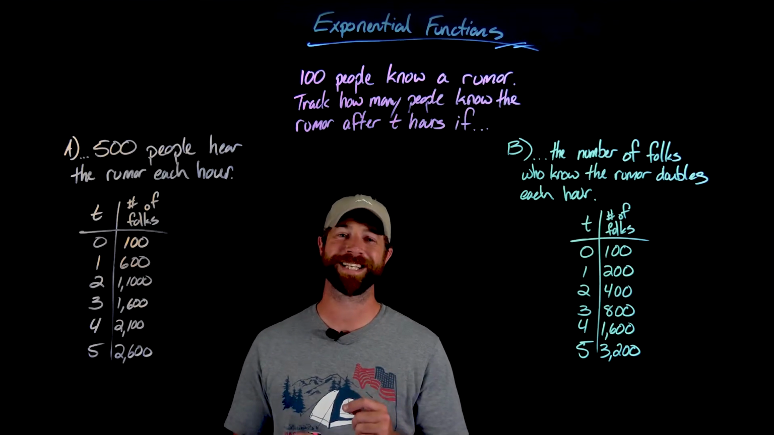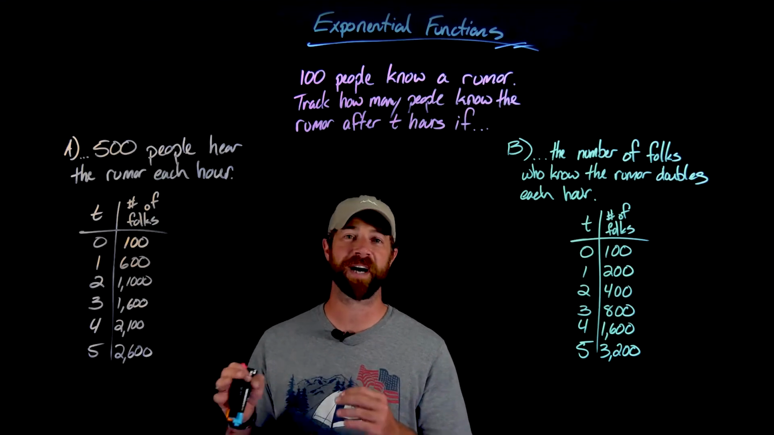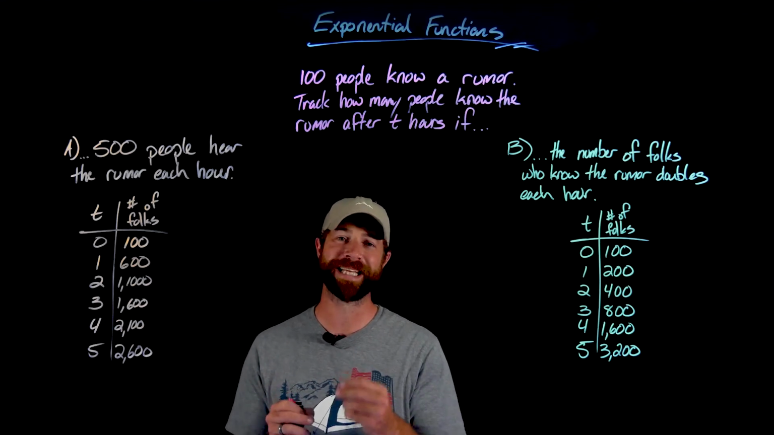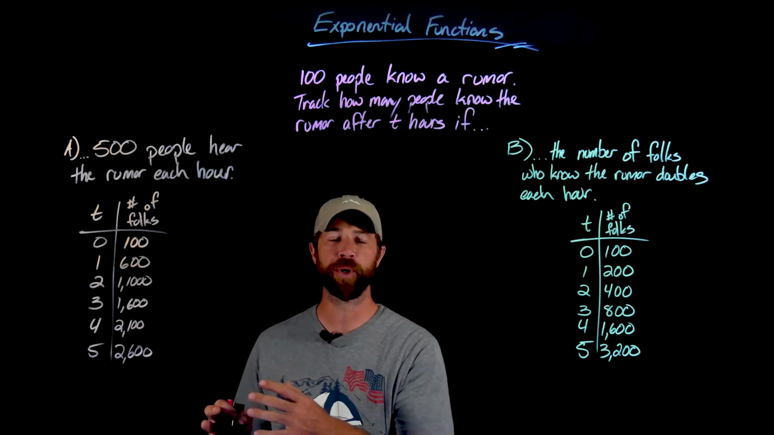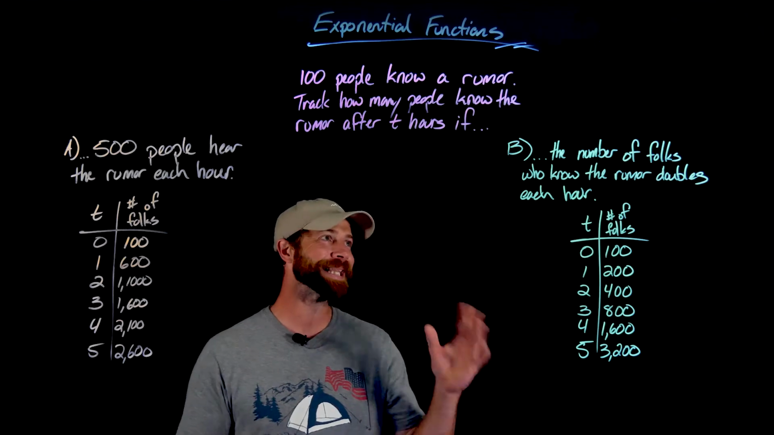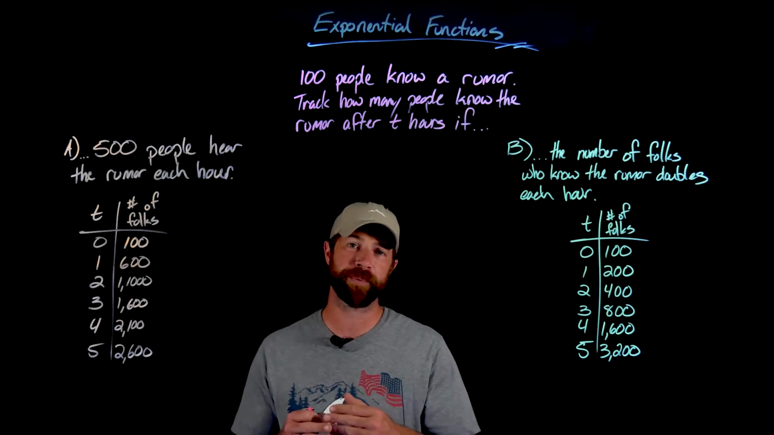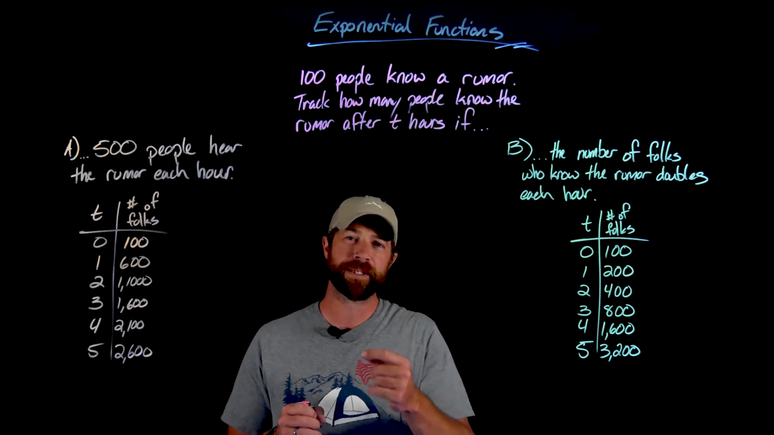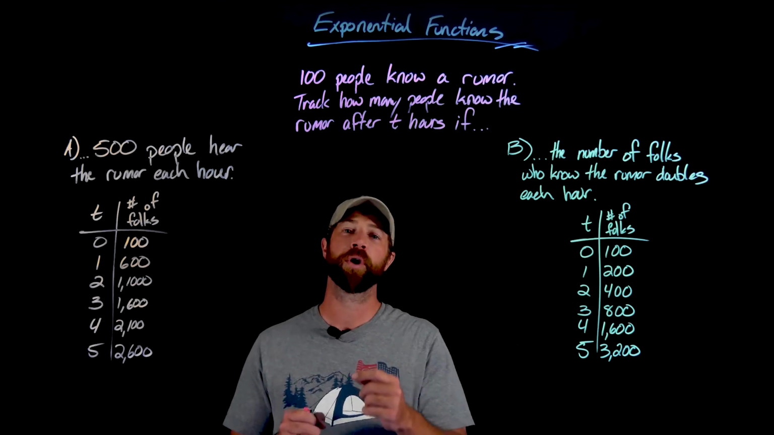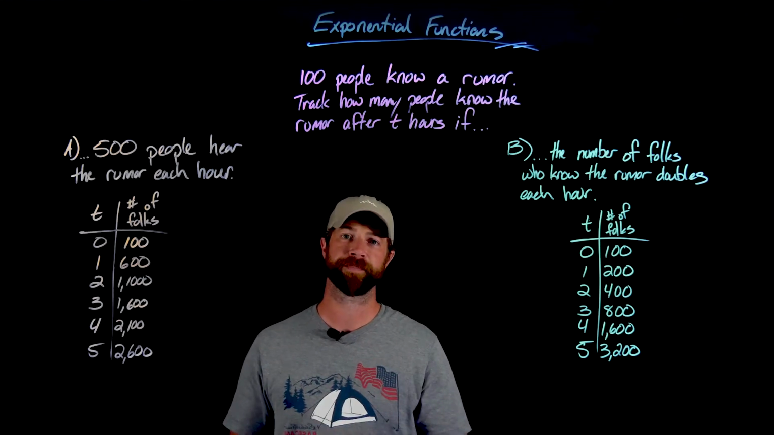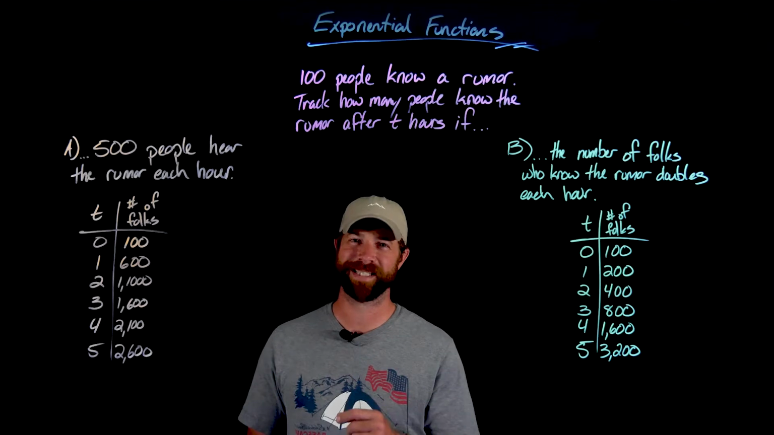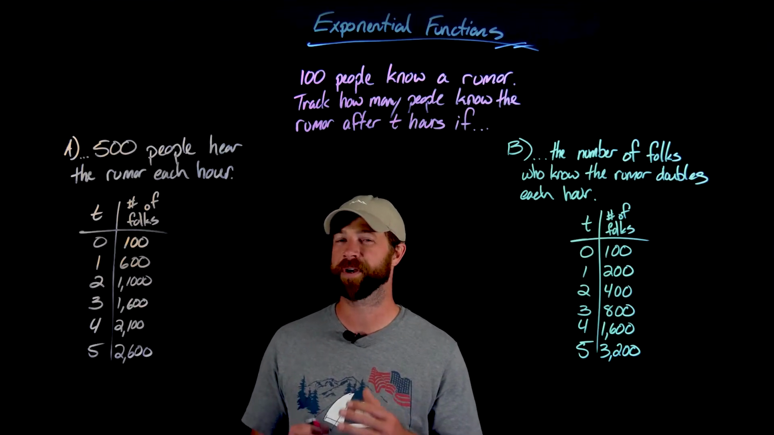Importantly to our conversation, this situation here where 500 more people are learning about the rumor each hour is called linear growth. It's an additive growth. And in this situation right here where the number of people is doubling each hour is a multiplicative growth, which we call exponential.